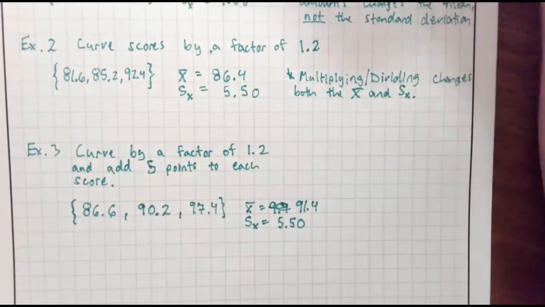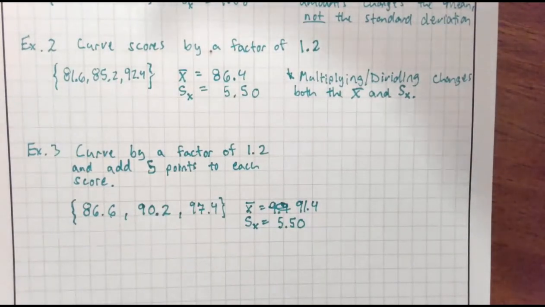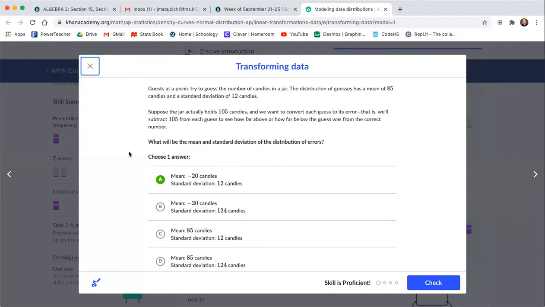All right, so I've got some example problems that I'm taking from the internet. Let me go here, and I'll try a couple of problems with you. Just on Khan Academy, guests at a picnic try to guess the number of candies in a jar. The distribution of guesses has a mean of 85 and a standard deviation of 12 candies. Suppose the jar actually holds 105 candies, and we want to convert each guess to its error. That's the transformation taking place. We'll subtract 105 from each guess to see how far above or below the guess was from the correct number. What will be the mean and standard deviation of the distribution of errors?